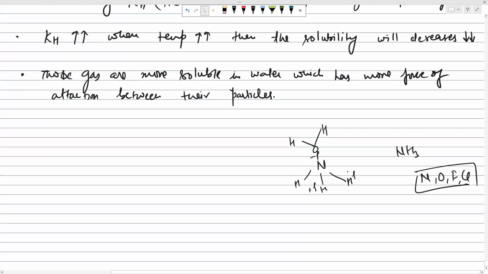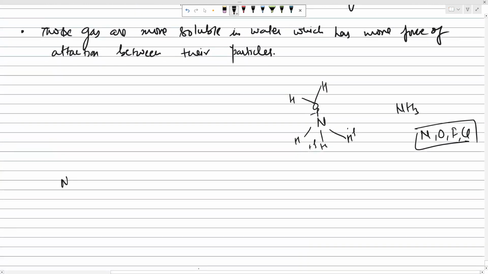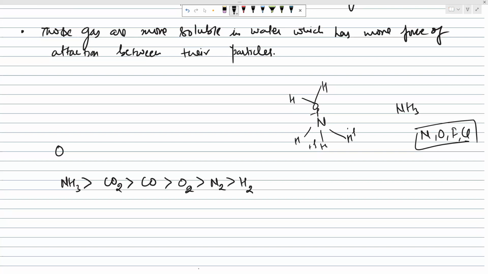You can check it here. Ammonia gas is the most soluble, highly soluble. Then we have carbon dioxide, then carbon monoxide, then oxygen gas, then nitrogen gas, and then hydrogen gas. Hydrogen gas is least soluble. This is the order of solubility. So if you get stuck somewhere, we will check it in the next class.